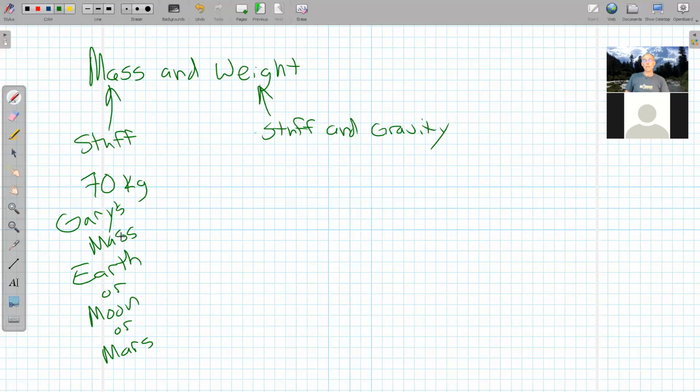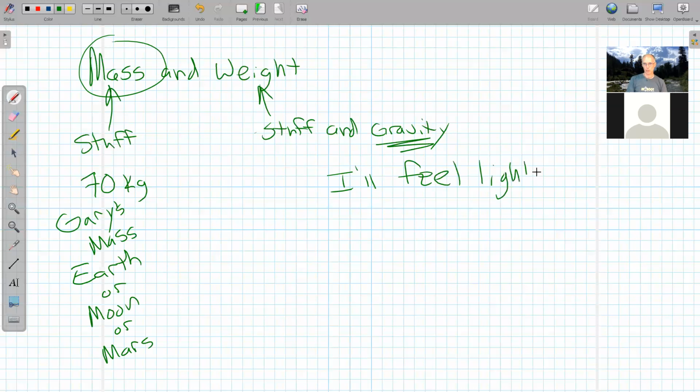That's my mass. Gravity and weight are different. My mass feels heavier on Earth than it would on the moon. On the moon, I'd be lighter, so I could jump farther given my 70 kilograms. And kilograms measures mass, not weight. So again, my mass is going to be the same on the Earth, the moon, or Mars. My weight will not. Those will differ. So because of gravity, I'll feel lighter on the moon or Mars.